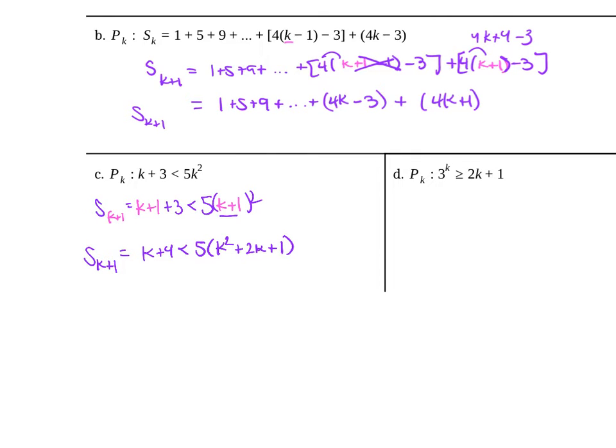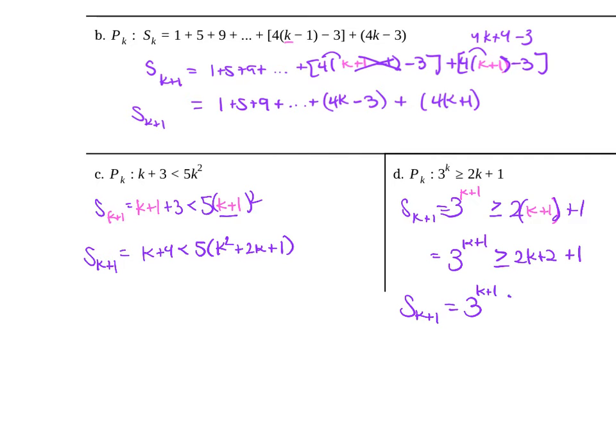Then this example, we're going to do S sub k plus 1, which is going to be 3 raised to the k plus 1, and that's greater than or equal to 2 times (k plus 1) plus 1. So this will be 3 to the k plus 1 is greater than or equal to 2k plus 2 and then plus 1. So S of k plus 1 is 3 to the k plus 1 greater than or equal to 2k plus 3.